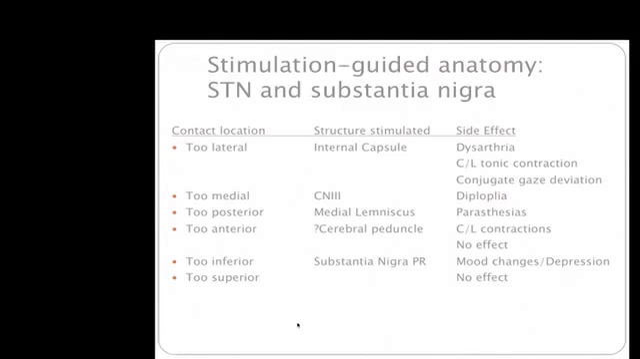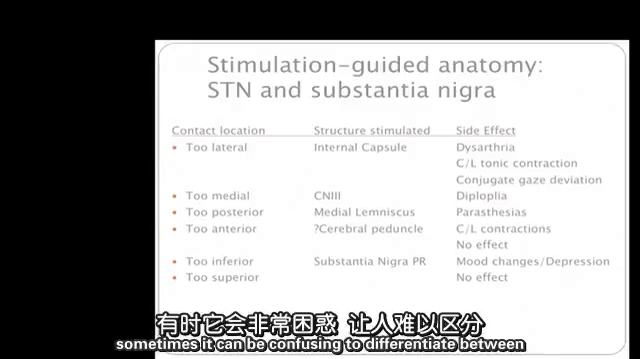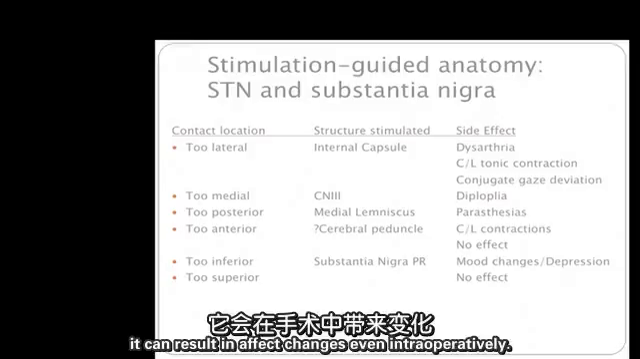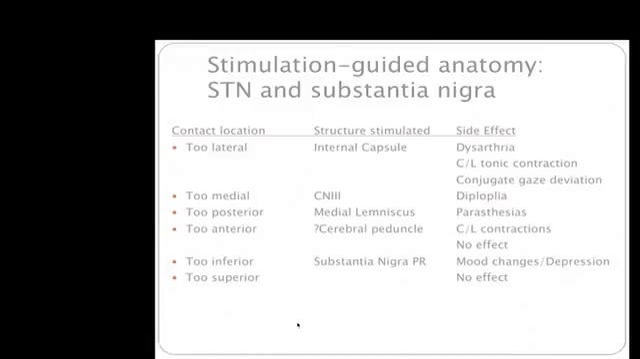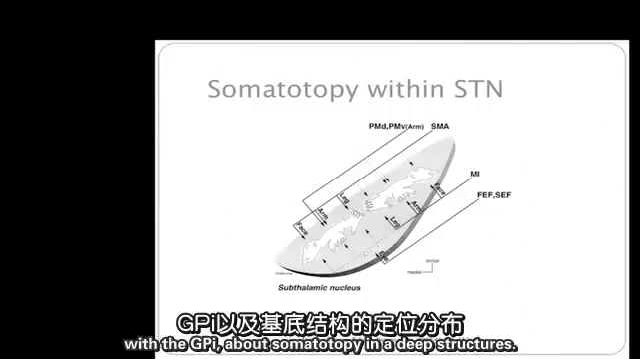But if you activate the substantia nigra, which you could easily do, sometimes it can be confusing to differentiate between the subthalamic nucleus and substantia nigra, it can result in affective changes even intraoperatively. And again, continuing with that concept that I presented with the GPI about somatotopy in deep structures.